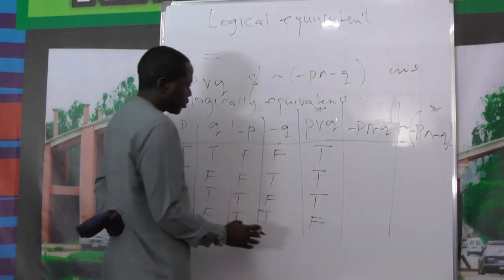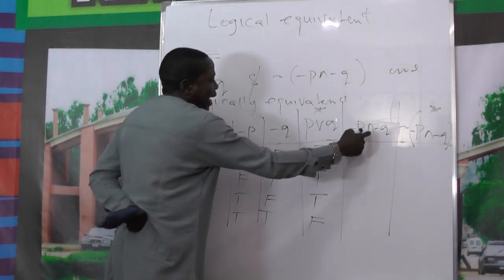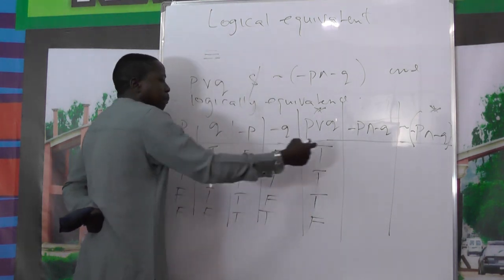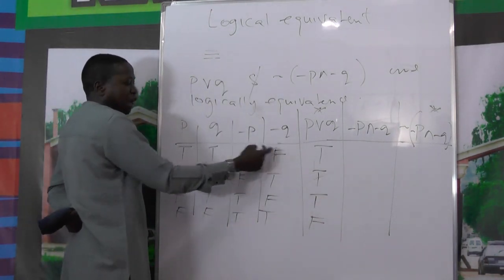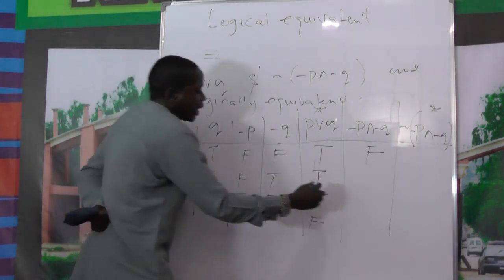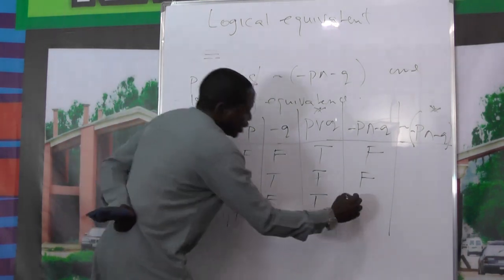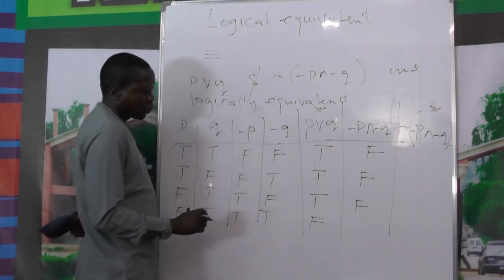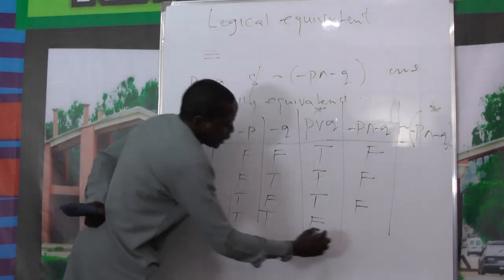Now this one, you are considering minus P and minus Q. If you check, minus P and minus Q, this and is conjunction. And you know the rule of conjunction. The two must be true before you can have true. So now let's see. False and false. The two are false. So here is what? False. False and true. Here is also false. True and false. Here is also false. Because I said the two must be true before you can have true. So now, true and true. Here is what? True.